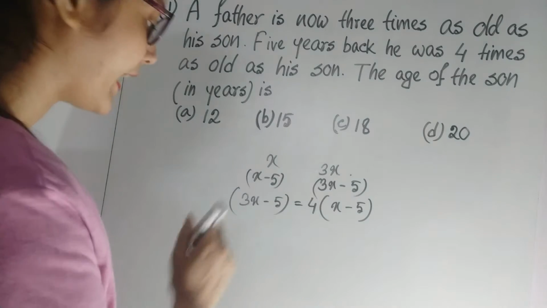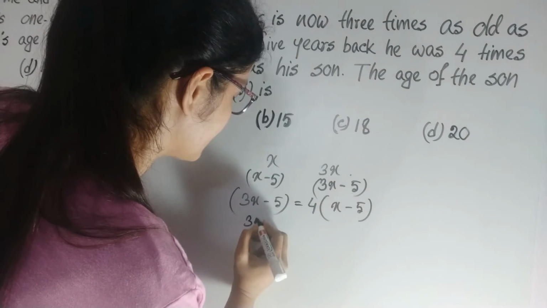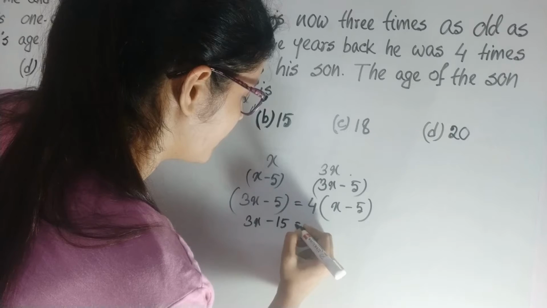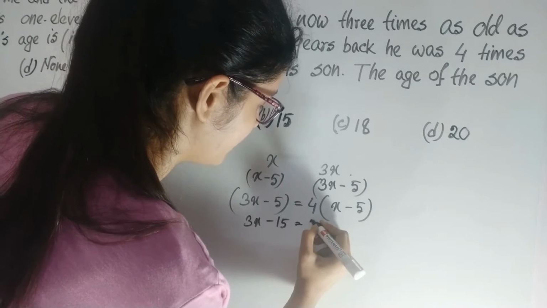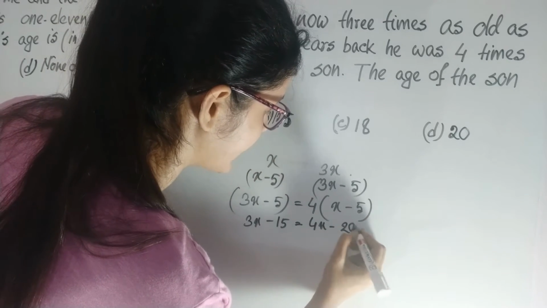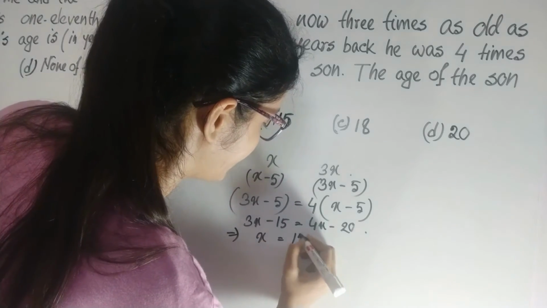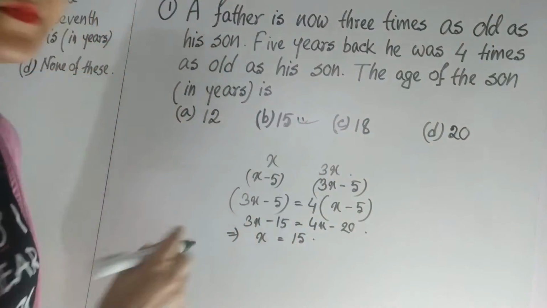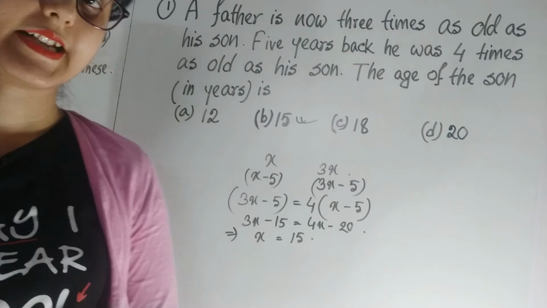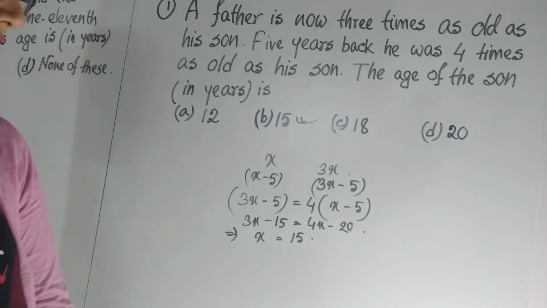From here, you can derive x. 3x minus 15 will be equal to 4x minus 20. So from here x will be equal to 15. So 15 will be the answer. Okay. So this is the safest way of solving this problem.